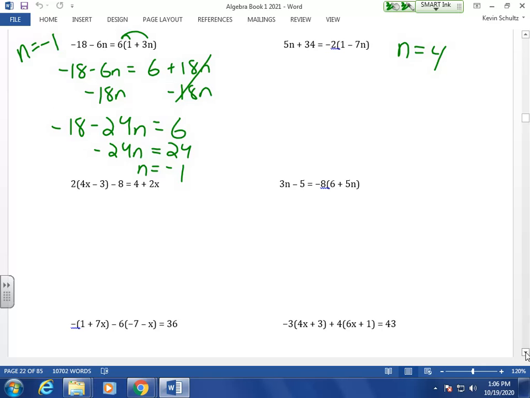Do you still need to see the second one? No, I'm good. Anyone else need to see the second one? I do.